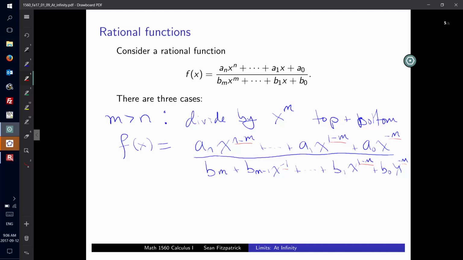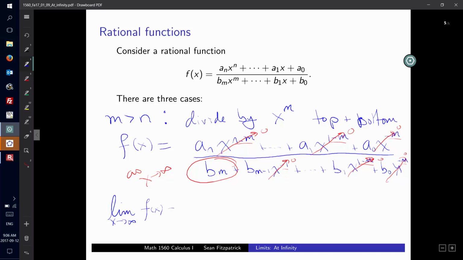And so when we take the limit as x goes to infinity, all of them are going to go to 0. This goes to 0, this goes to 0. Everything goes to 0 except for that guy. And so when you take the limit, what do you get? Well, the limit as x goes to infinity of f of x, you just get 0 over bm, which is just 0. So anytime the power is bigger on the bottom, the limit at infinity is always 0.